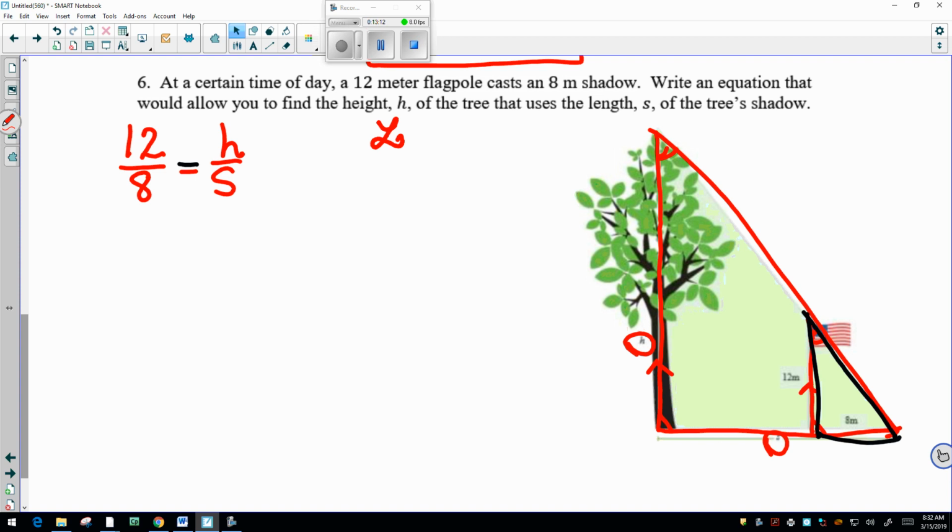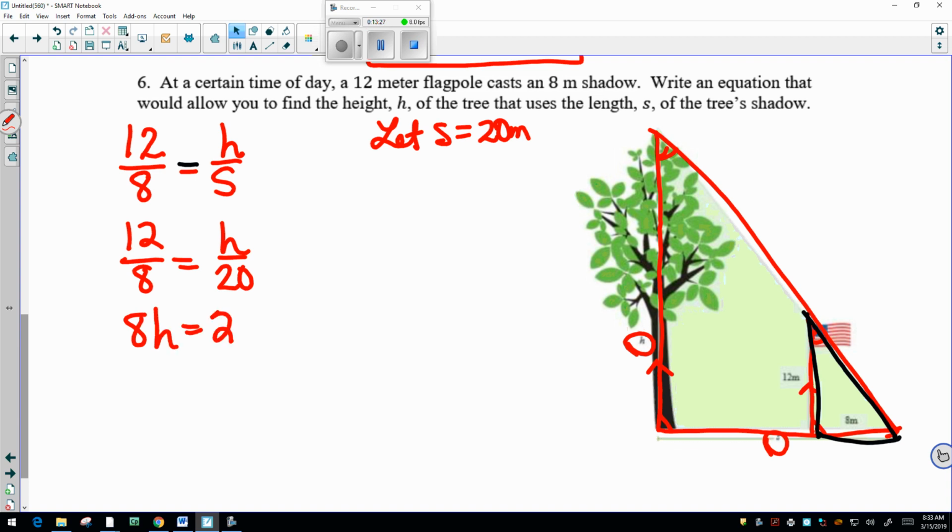So let's say, for instance, let S, our shadow, equal 20 meters. Okay, so if we plug that in, I would have 12 over 8 is equal to H over 20. And again, I can cross multiply. So I'm going to have 8H is equal to 240. And if we solve, now I can find the height of that tree is equal to 30 meters. So that's a little bit more with some similar triangles, setting up some proportions.